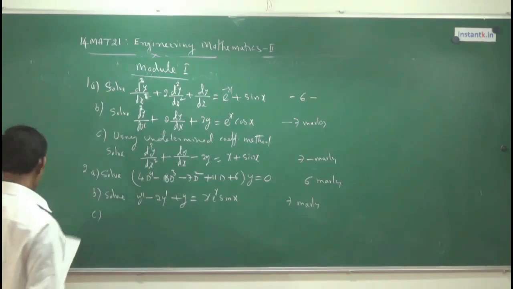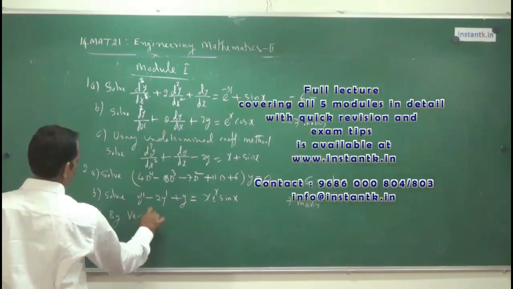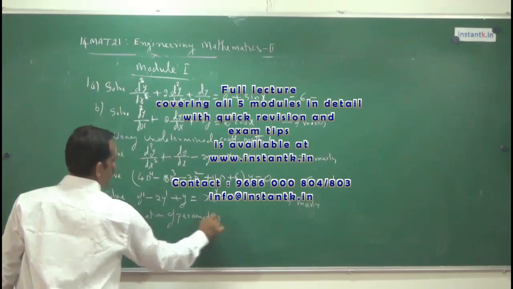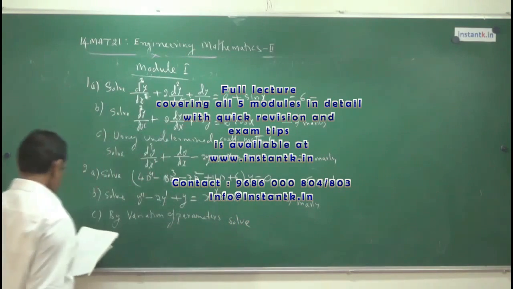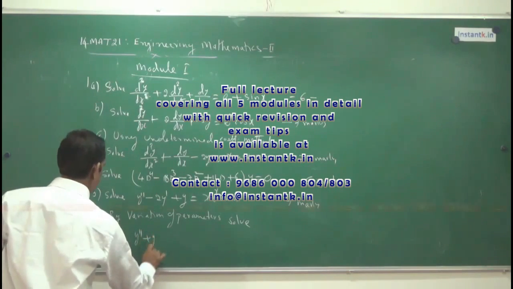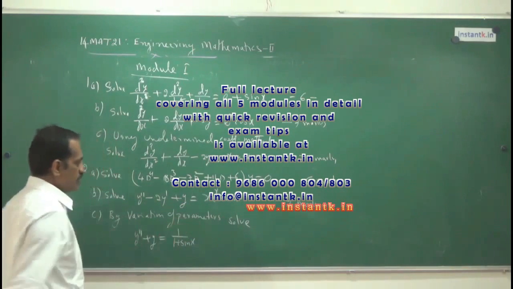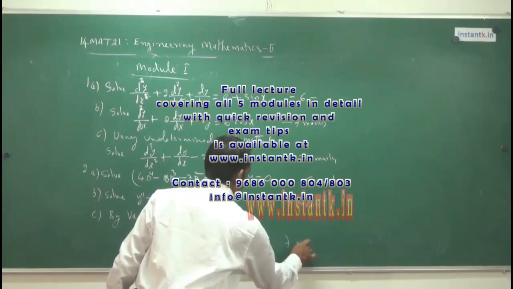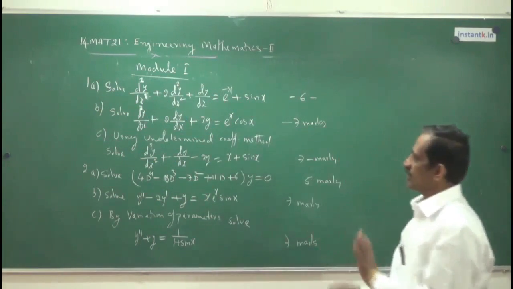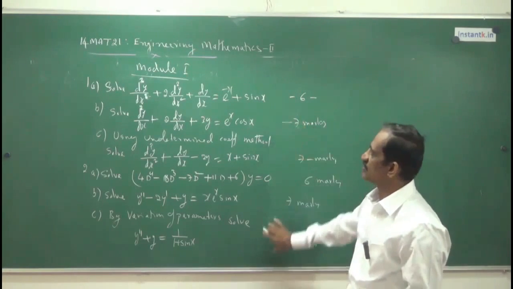And C is by the variation of parameters method. By variation of parameters, solve the differential equation y double dash plus y equals 1 over 1 plus sin x. This will be again for 7 marks. So the question may be like this in the model. So 2 questions will be asked. You have to answer one full question, either from the first or from the second.